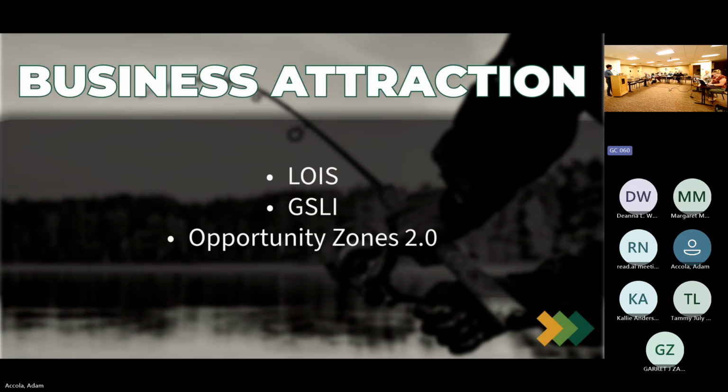The process for this, we apply first with the state of Wisconsin. The state is allowed to submit 25% of their eligible opportunity zones. We have about 400 opportunity zones, so that means we get to submit about 100 top candidates through the state. So really making sure that we're positioning ourselves well for this competitive process.